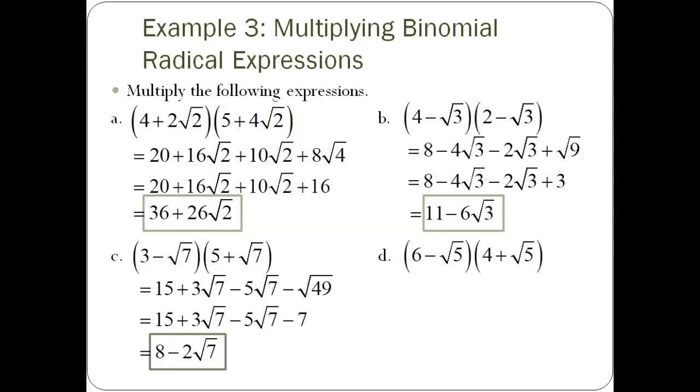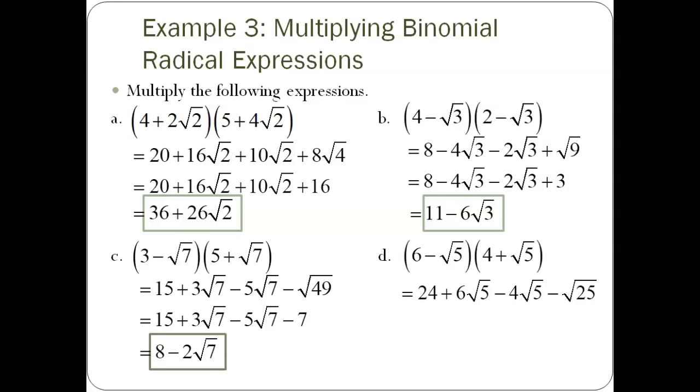All right, our last example, we have 6 minus root 5 times 4 plus root 5. All right, again, let's just make sure we multiply everything out. So 6 times 4, that's 24. 6 times root 5 is 6 root 5. Negative root 5 times 4 is minus 4 root 5. And negative root 5 times root 5 is negative square root of 25.